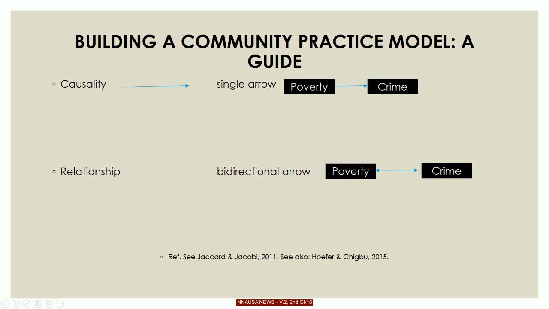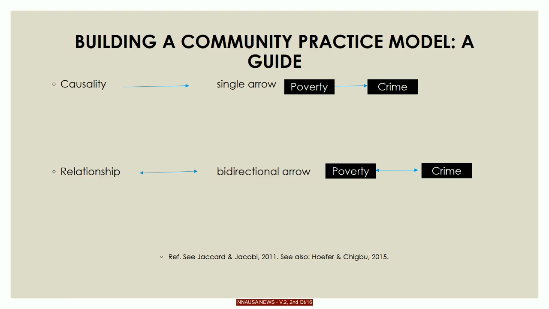Now, there is another kind of arrow that depicts a bidirectional relationship. You can call that a correlational arrow, you can call it an associational arrow, or you can call it a bidirectional arrow. When you use this bidirectional arrow, what you are saying is that there is a relationship between poverty and crime, as you can see on the right side of this diagram.